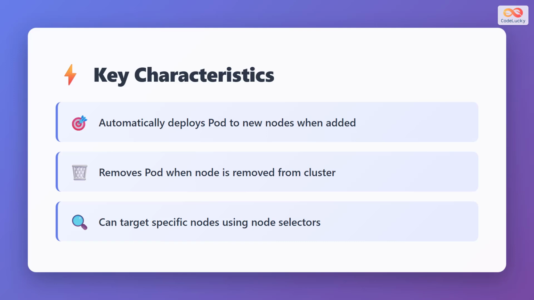DaemonSets have three key characteristics. First, they automatically deploy a pod to new nodes when they're added to the cluster. Second, they remove pods when nodes are removed from the cluster, keeping everything synchronized. Third, they can target specific nodes using node selectors, giving you fine-grained control over where pods are deployed.